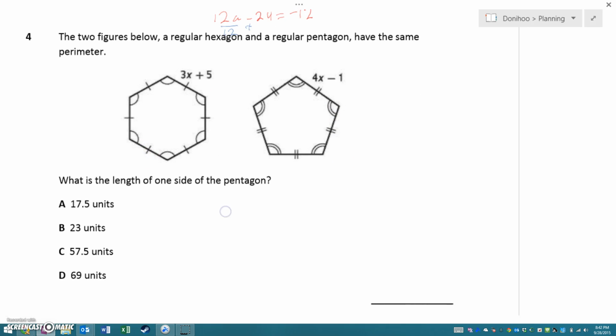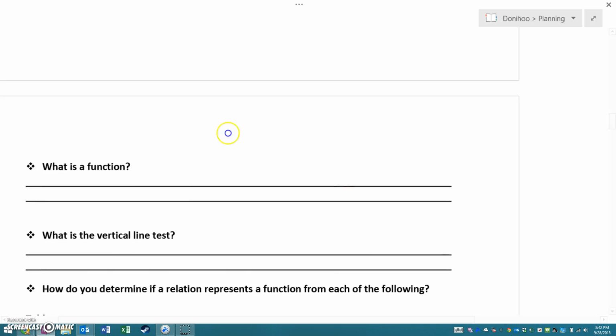I'm going to skip 4. You're not going to see something like this on a CBA. So if you can get it, awesome. I'm not going to spend the video time on it though.